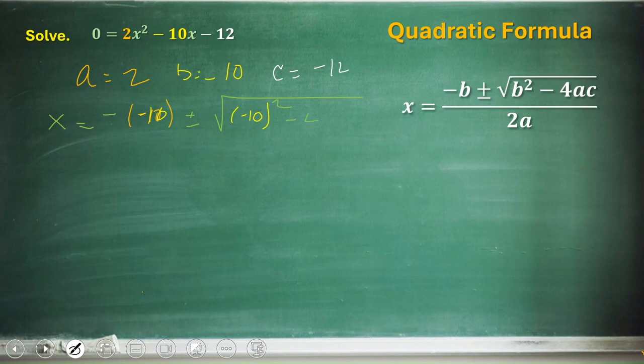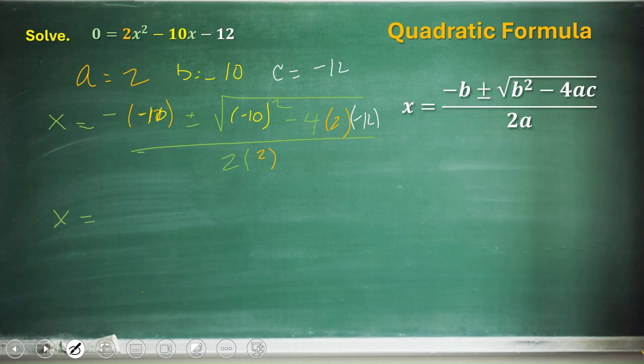Minus 4, and this is where a comes in for the first time. So there's a 2, and c, which is -12. And all of this gets divided by 2a. All right, so now what we're going to do is simplify.